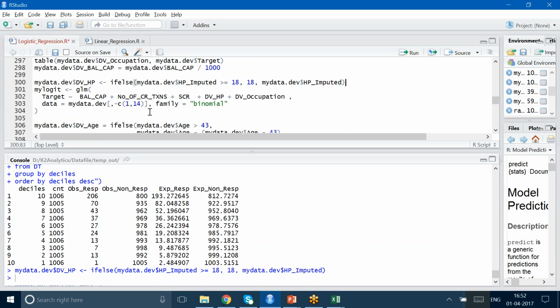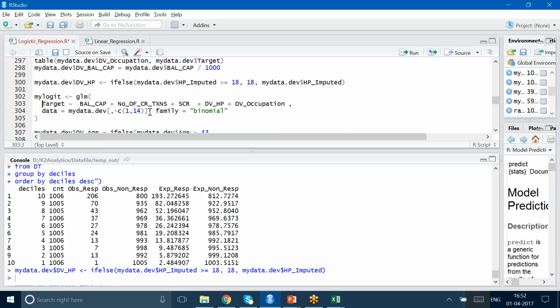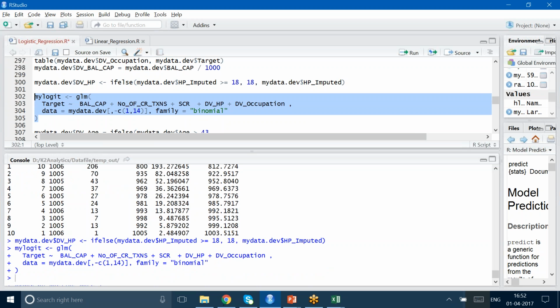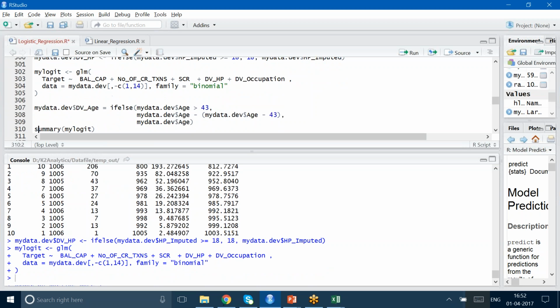Okay. I'll take that here. I now run this. I got a new logistic regression model. Let us quickly see the summary of this.